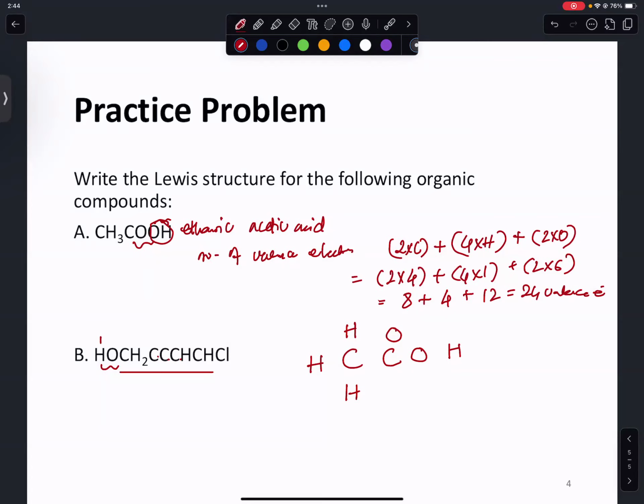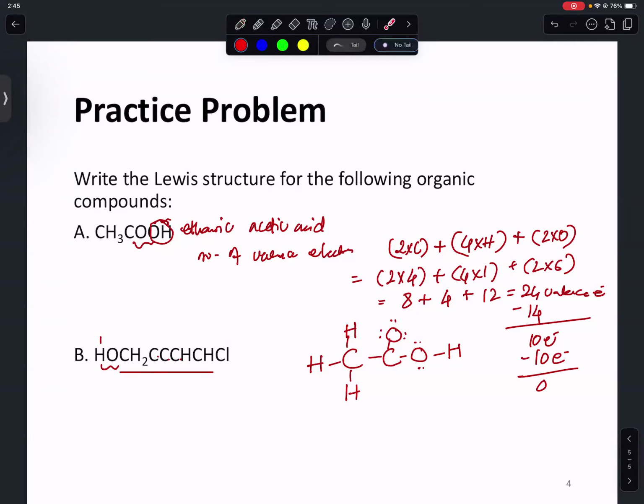And now I'm going to fill in the bonds, 1, 2, 3, 4, 5, 6, 7. So 2, 4, 6, 8, 10, 12, 14. So minus 14 is going to give me 10 electrons. And then I will use these 10 electrons to complete the octet of the oxygen. So it's going to be 2, 4, 6, 8, and then 10. And so in this case, I don't have any valence electrons remaining.